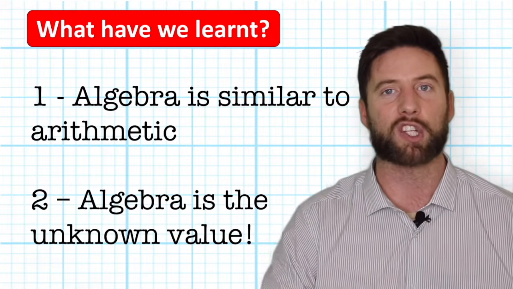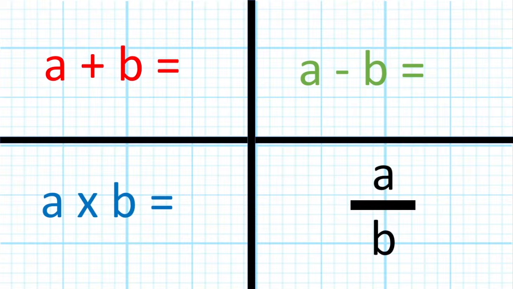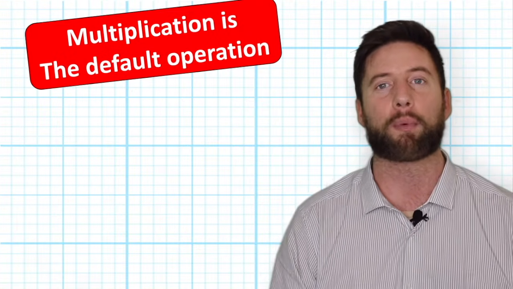Here are the 4 basic arithmetic problems: addition, subtraction, multiplication, and division. Although in algebra, you will see division being represented in its fraction form. In arithmetic, all 4 of these operations have the same status. They are the same importance. However, in algebra, we have a king. Our multiplication is the king. It gets some special treatment. And that's because in algebra, multiplication is the go-to, the standard, the default operation.